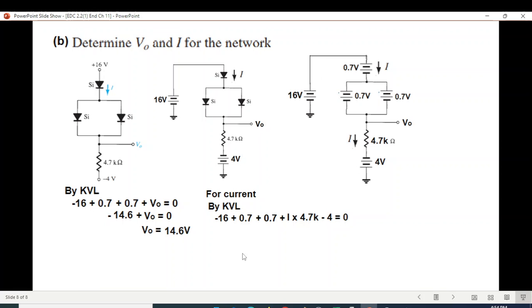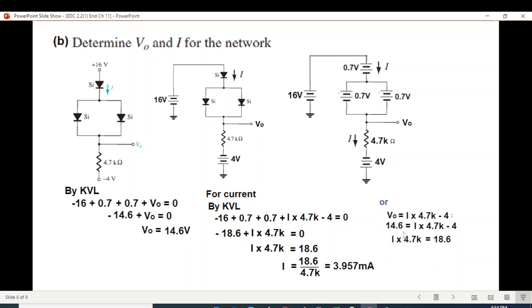And now for current, again, same technique, we can follow either this path or this path. So minus 16, plus 0.7, plus 0.7, plus I into 4.7 and minus 4. So solving, I is 3.957. Or we could have done from here as well. Let's see that. V naught is I into 4K minus 4. So I is 3.957 milliampere. So I hope you have been able to follow this question and you can easily solve this type of questions. Thank you.